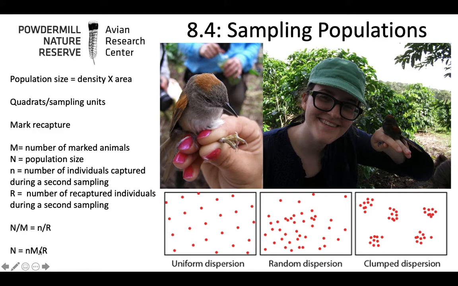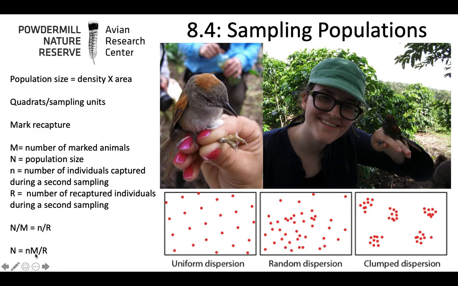So let's say you do a study where you catch 20 birds of a single species. During the second round, you catch another 20, and only one of those second round birds has a tag on it from when you did the marking the first time. Let's now solve for the population size. So, n times M, that's 20 times 20 is 400, divided by 1, that's 400 individuals in the population.